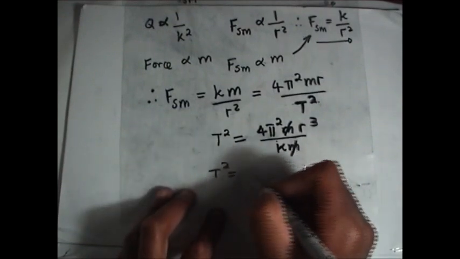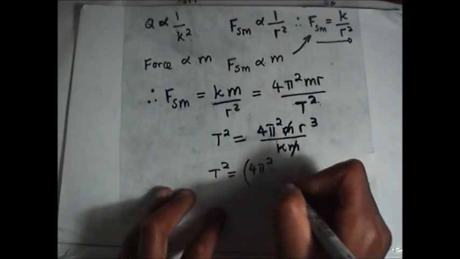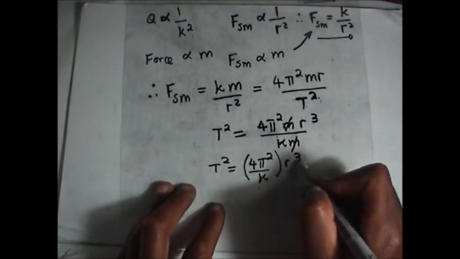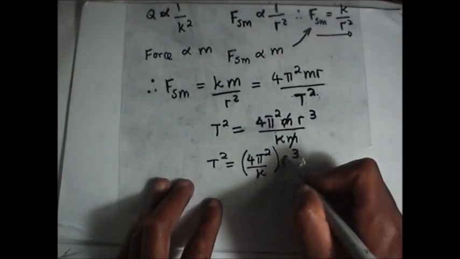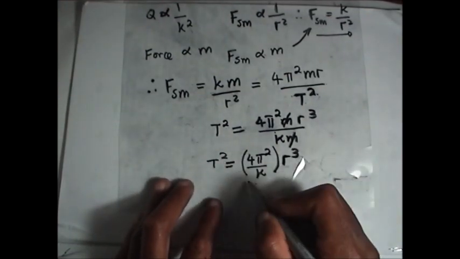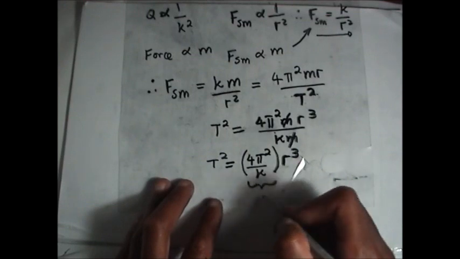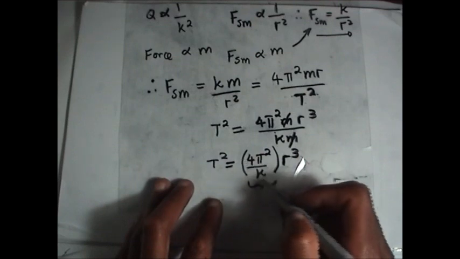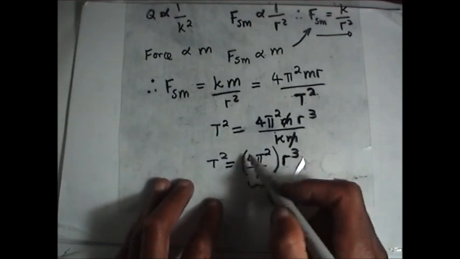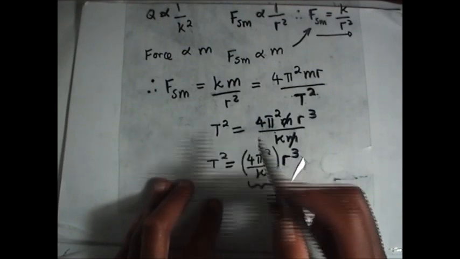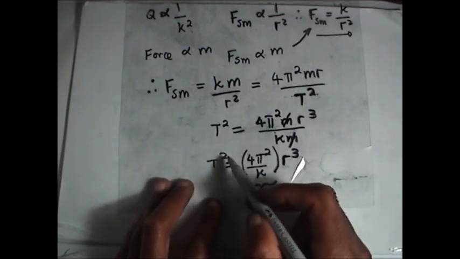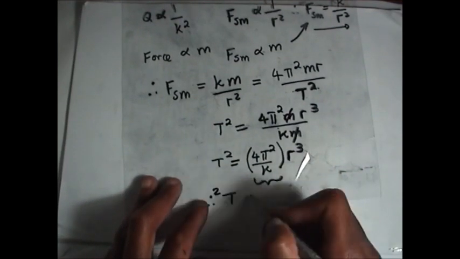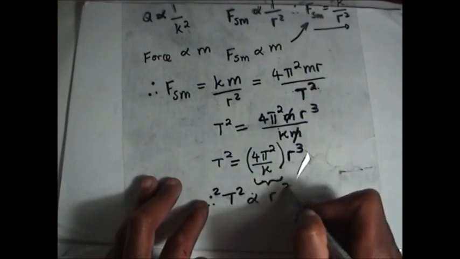So t squared is equal to 4 pi squared over k, times r cubed. I'm going to write it this way so you see where I'm going with this. Can you see this part here? This part here is just a constant, because 4 is known, pi is known, k is already a constant. So we can take this as just one constant and take it out. It basically means t squared is directly proportional to r cubed.